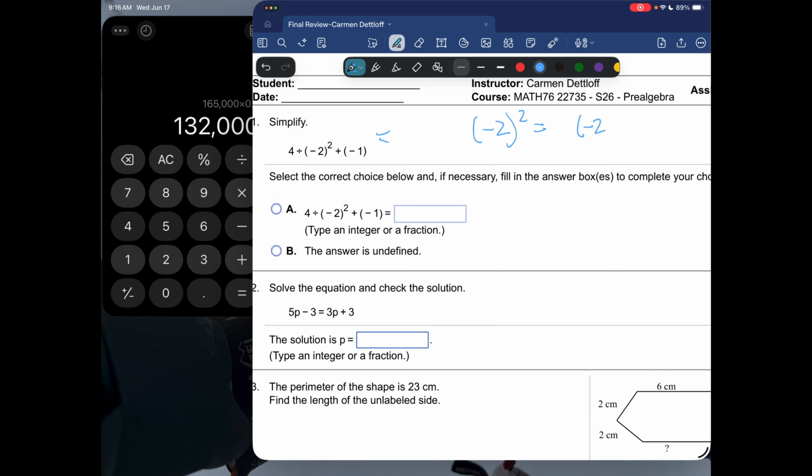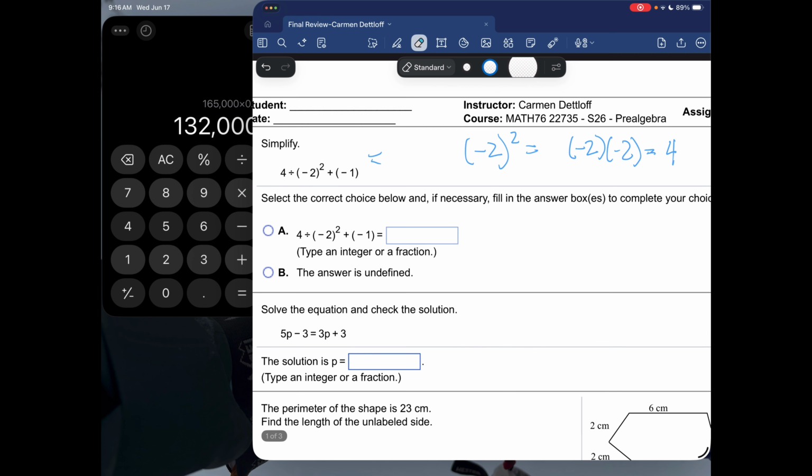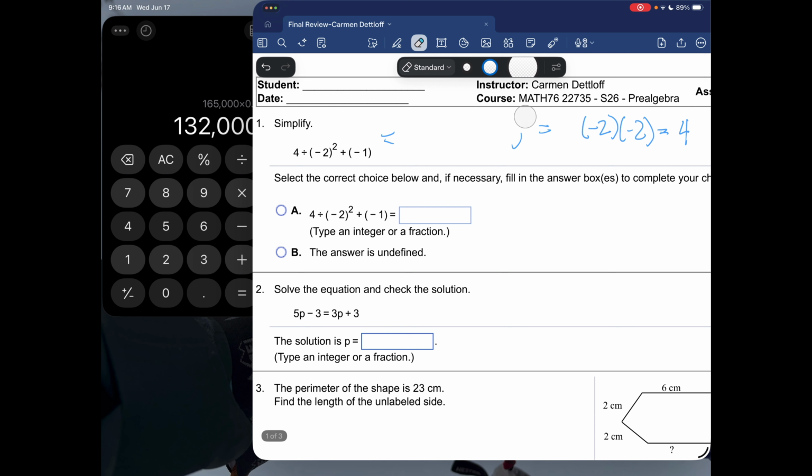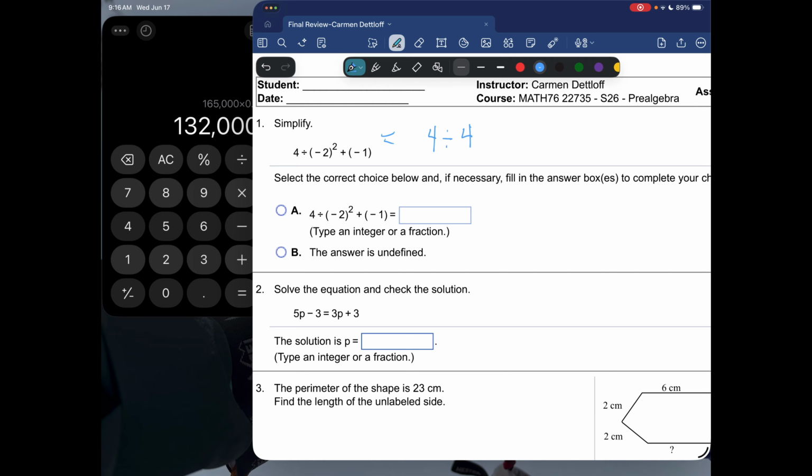So I get -2 times -2. Negative times a negative equals positive, so I get +4. So that's what I'm going to plug in for -2 squared. So I get 4 divided by 4, which I just solved for, plus -1. Then PEMDAS, so I already did my parentheses, I already did my exponents.